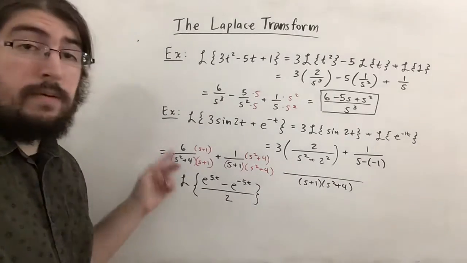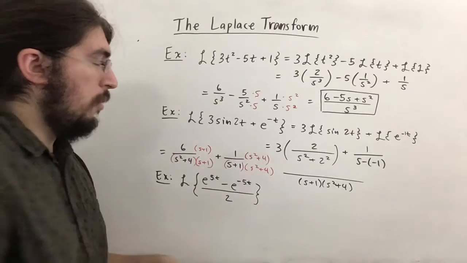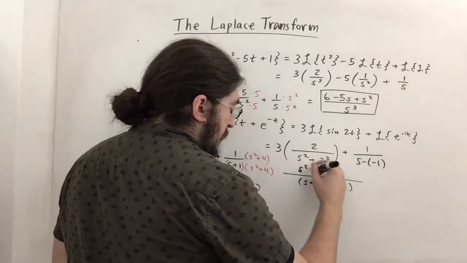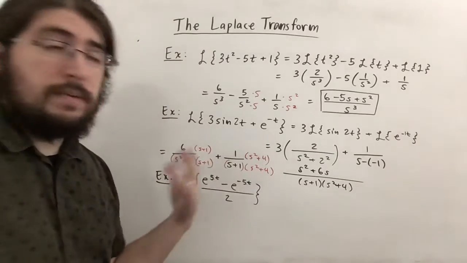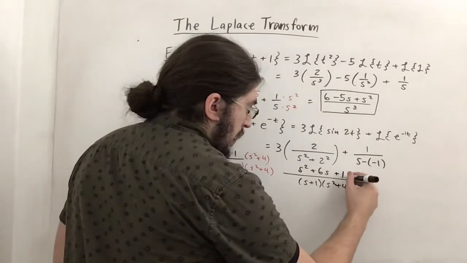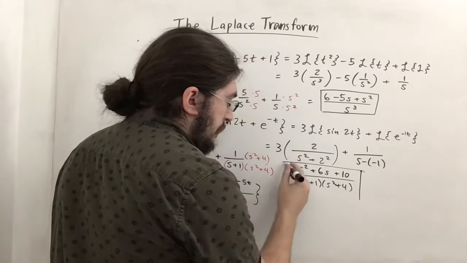And in the numerator, we would get 6s plus 6, and here we get s squared plus 4. So in total, that's s squared plus 6s, and then for the constants, we had 6 and 4, which combine to 10. I hope that wasn't too crazy, but this is what we end up getting for this example.